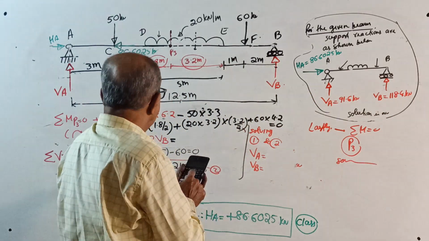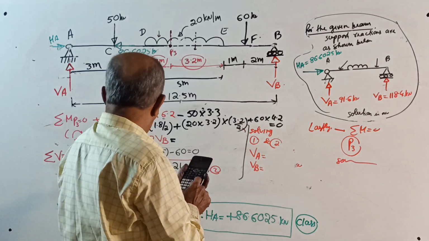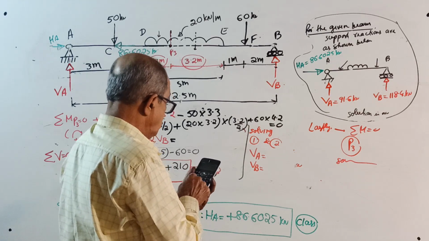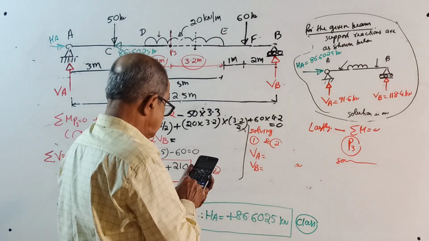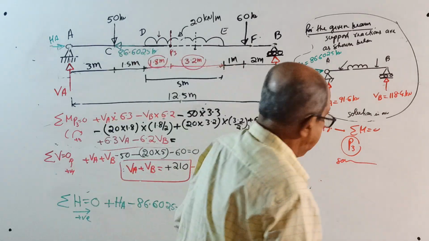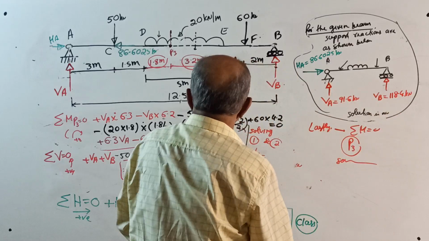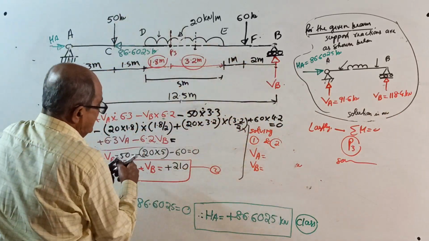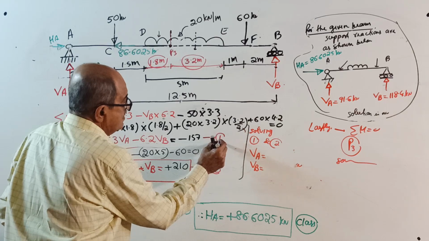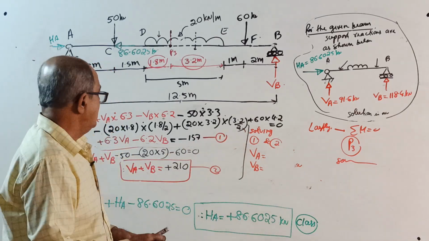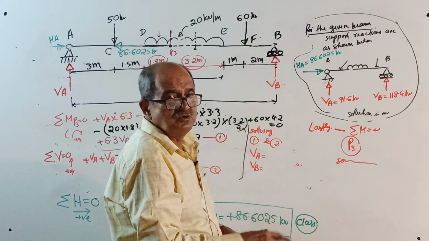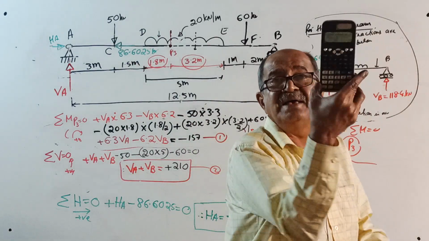It is minus 50 into 3.3 minus 20 into 1.8 into 1.8 by 2 plus 20 into 3.2 into 3.2 by 2 plus 60 into 4.2, which is 157. It comes to plus 157. Take other side, it becomes minus 157, which is your equation number 1, because net comes positive. Okay, now equation 2, sigma V equals 0. Solve 1 and 2. I will solve once again now using back side of the calculator.